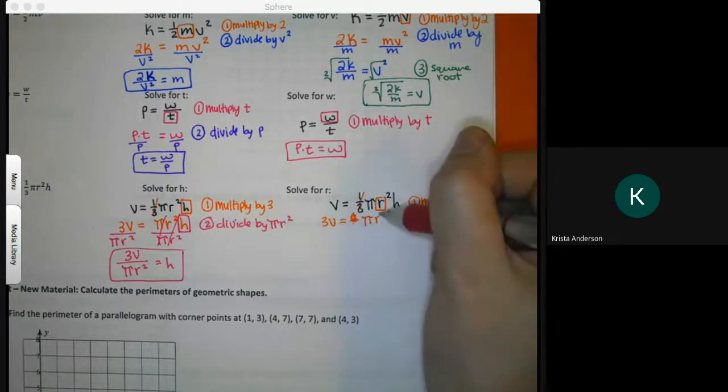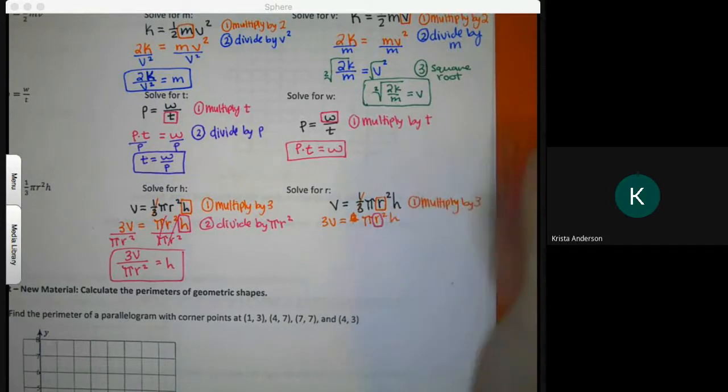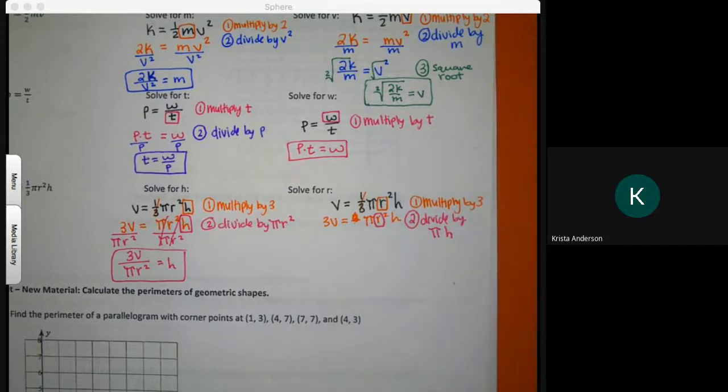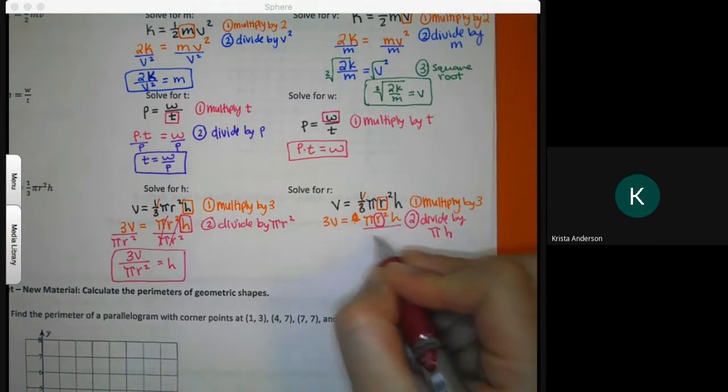I now want the r alone. So I will divide by the pi and the h. Why can I not get rid of the power of 2 in this step by dividing? It's like the r. It's hooked on the r. It's attached to the r. I can't move it without the r. So I'm going to move the pi and h.